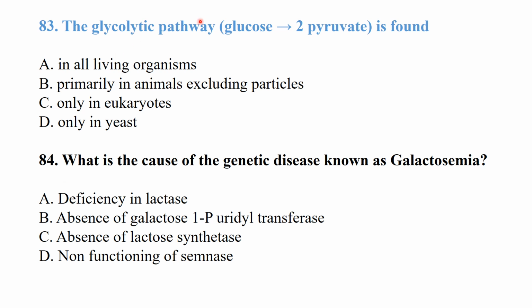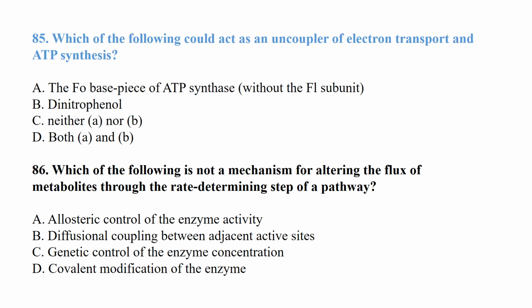The glycolytic pathway, glucose to 2 pyruvate, is found in all living organisms. What is the cause of the genetic disease known as galactosemia? Galactosemia is due to the deficiency or absence of galactose 1-phosphate uridyl transferase. Which of the following could act as an uncoupler of electron transport and ATP synthesis? तो both A and B इसमें good option है, option number D.